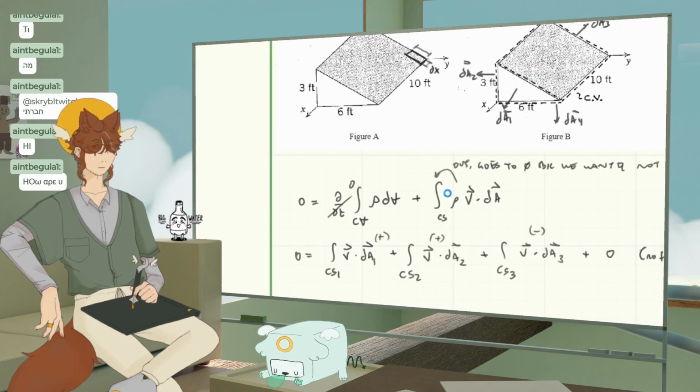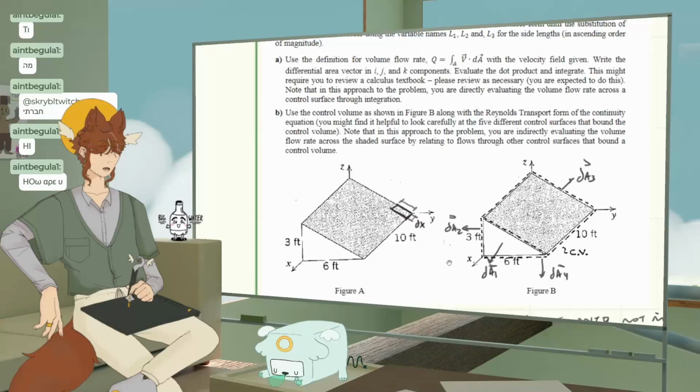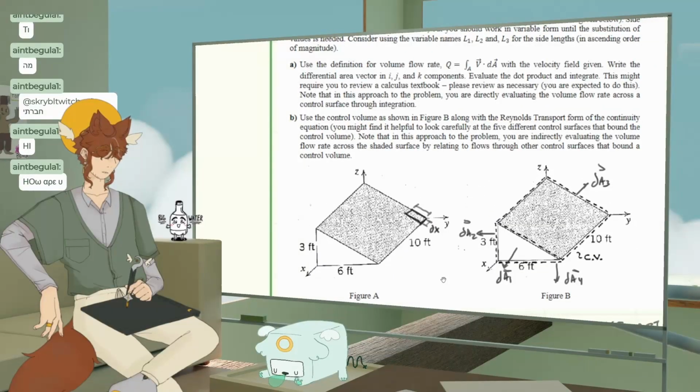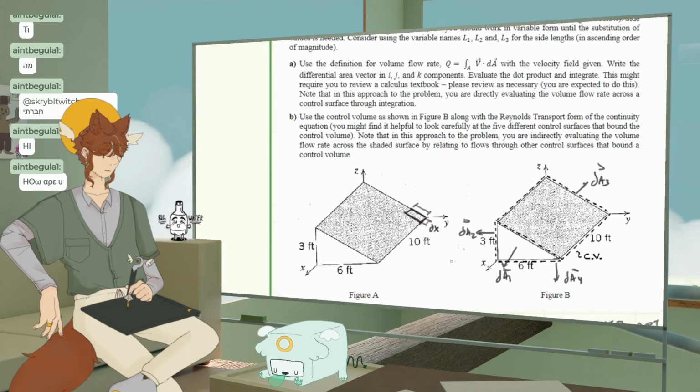And then control surface 2, this one is definitely not constant over it. It's negative B, wait, no, it would be constant over it, because we're dotting it, we're taking just the component with the area vector.